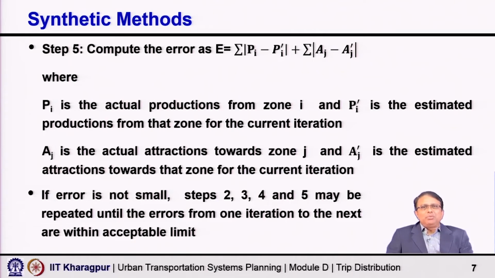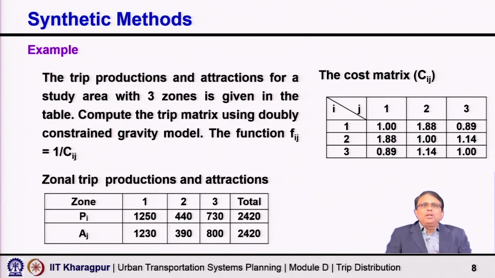If you are not happy with the final result, go back to step 2, 3, 4, 5 again. If you are still not happy, go back to 2, 3, 4, 5. That is another way you can do it. Both are possible. If you see different books and other materials, you will find both ways people have addressed this doubly constrained model.